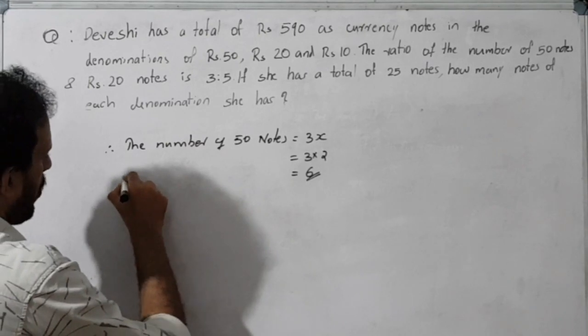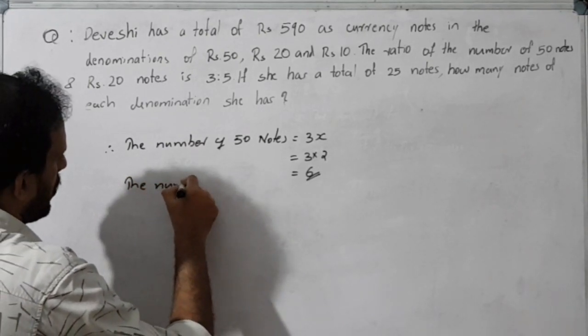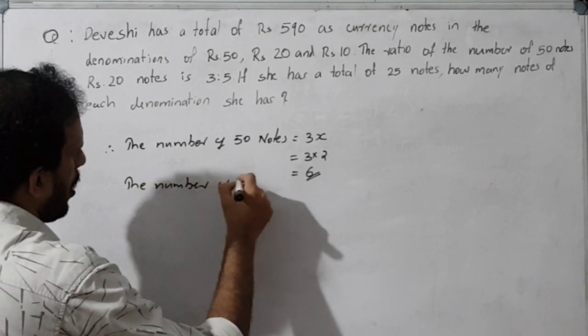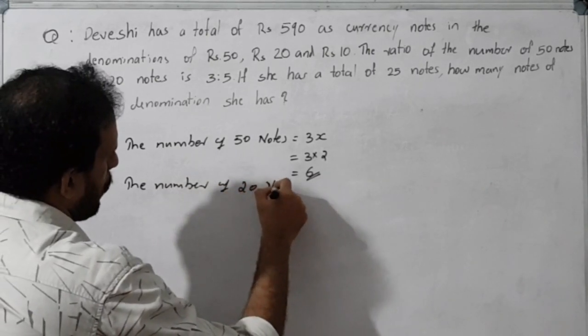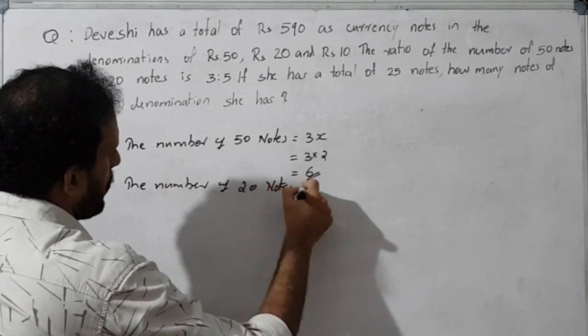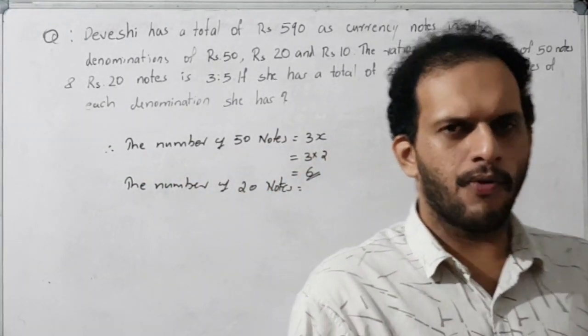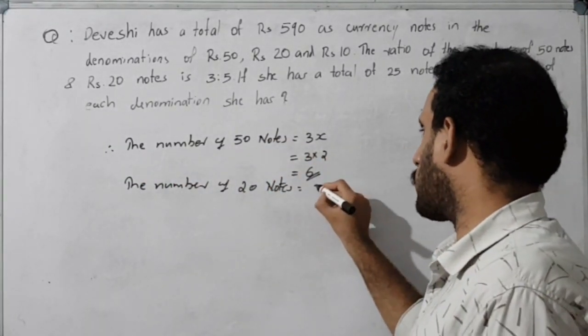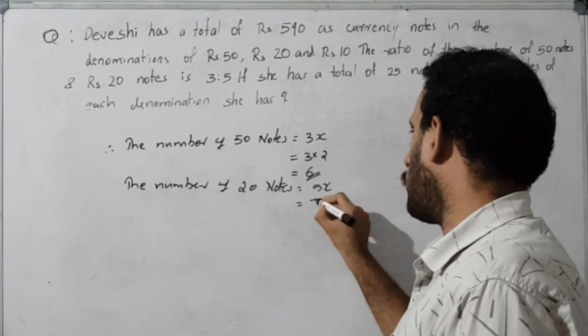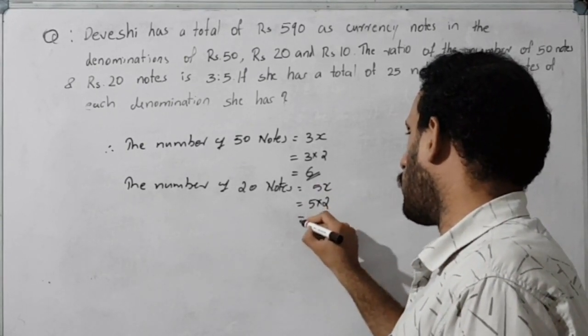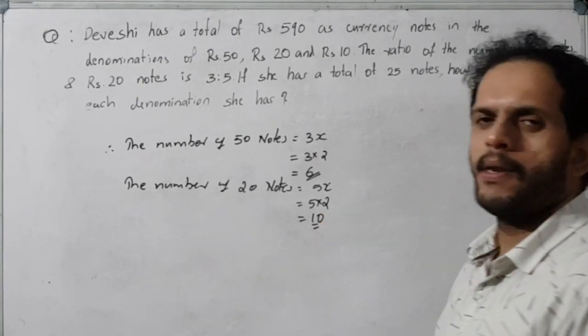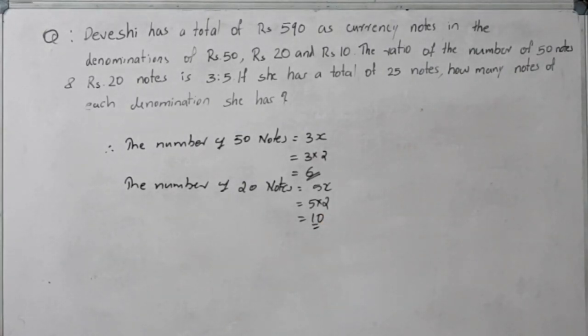Then the number of 20 rupee notes is equal to, what is the number of 20 rupee notes? The number of 20 rupee notes is 5x, correct? Then 5x is equal to 5 into 2 is equal to 10. Then how many 10 rupee notes does she have? How many 20 rupee notes does she have?